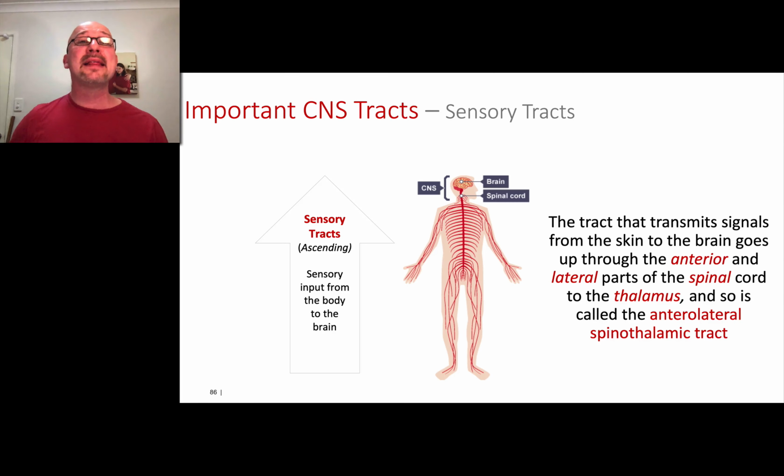Now the sensory tracts that go up to the brain go up through the front, the anterior portion of the spine, and the lateral portion of the spinal cord, the spine's the bones. So they go up through the anterior and lateral portion of the spinal cord, and they go up to the thalamus. So we call it, quite reasonably, the anterolateral spinothalamic tract, which sounds like a big wonky, $10 medical word, but it's really just perfectly descriptive. Anterolateral spinothalamic tract.